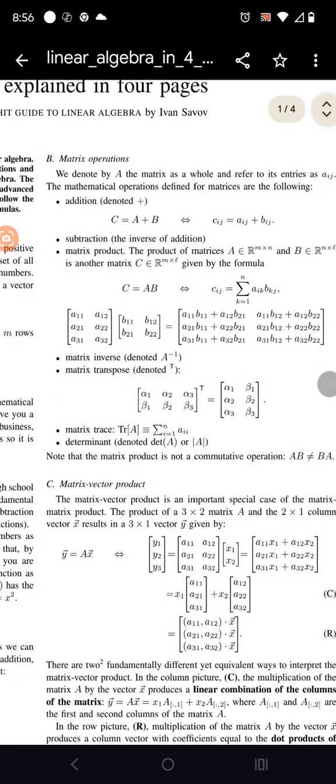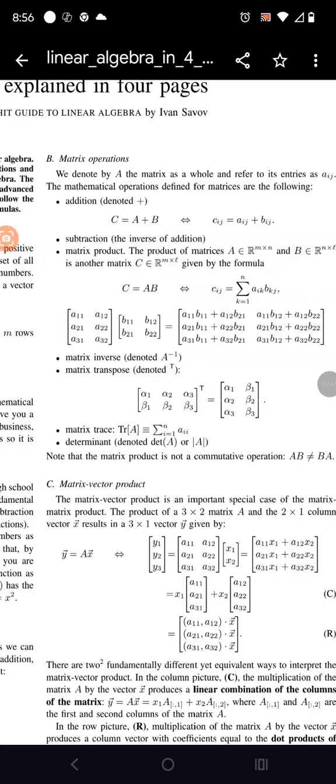So this row times this column makes up the first number in the product matrix C: A11 times B11 plus A12 times B21. For example, if you want to find C22, that will be A21 times B12 plus A22 times B22.